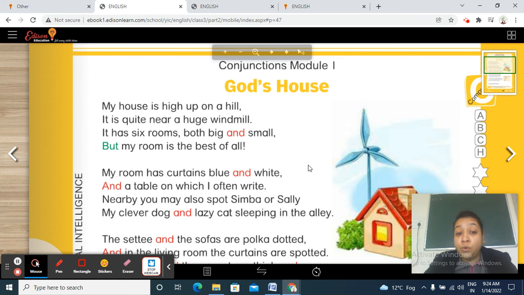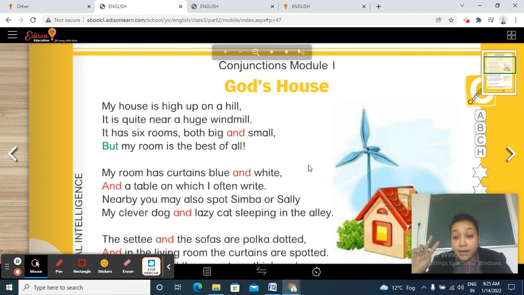It has six rooms, both big and small. So we are talking about the rooms, and the kind of rooms are both big and small. Here there are two opposite words, but we are talking about both. The word 'both' means we are talking about the variety. But my room, now we are contrasting my room with all the rooms, is the best of all. My room has curtains, blue and white.